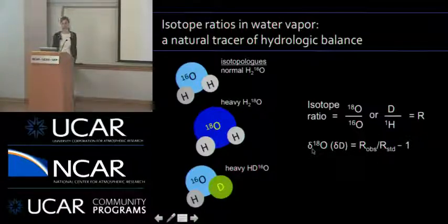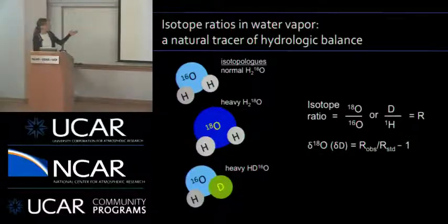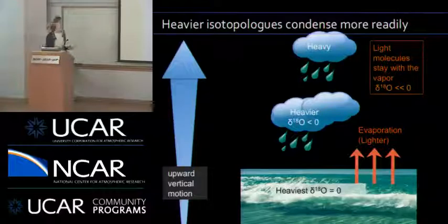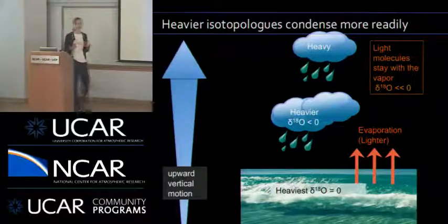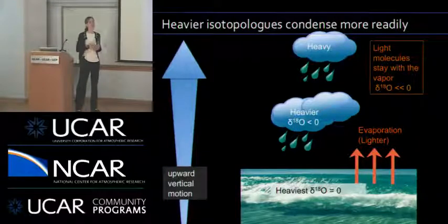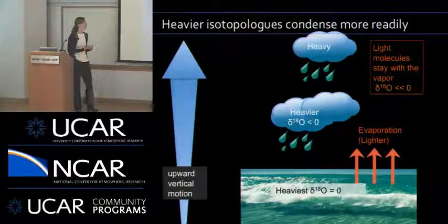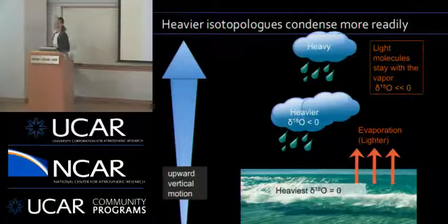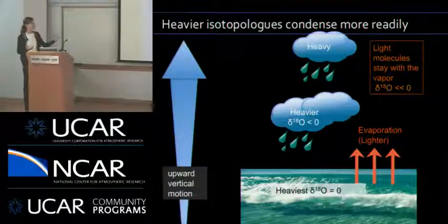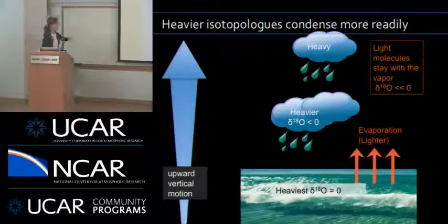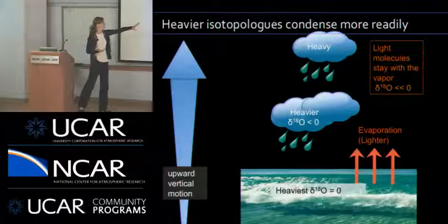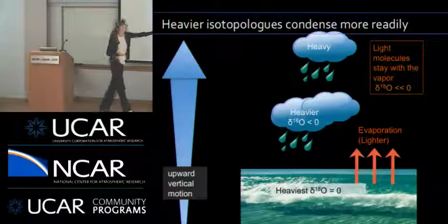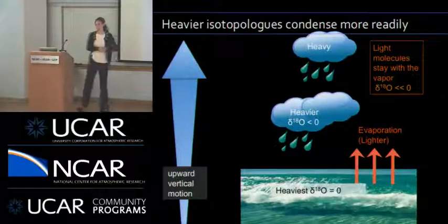Now, the reason that isotope ratios work as good tracers of hydrologic balance is that they experience different saturation vapor pressures. And so the heavier isotopes or isotopologues are more likely to condense and rain out, while the lighter ones are more likely to evaporate. I should say that was actually the opposite of what I said. As we see condensation processes that take the heavy ones away, the atmosphere becomes lighter and lighter.